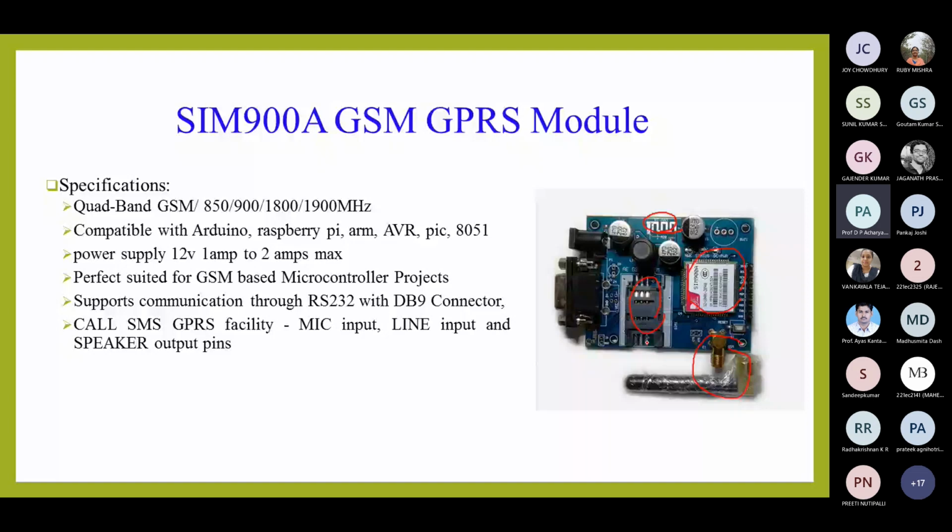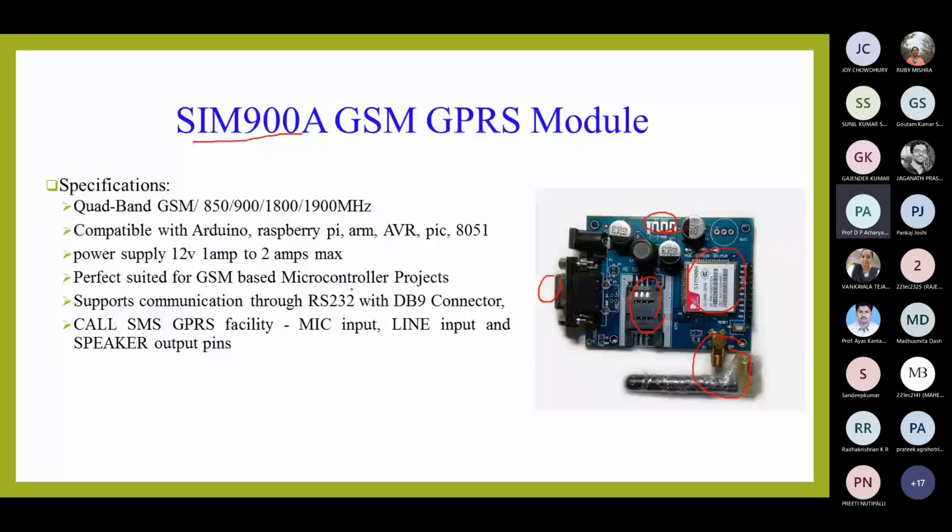So this is the SIM 900A. Many people use this, and there is an RS232 DB9 connector available here. So this is for GSM based microcontroller projects. People use it.